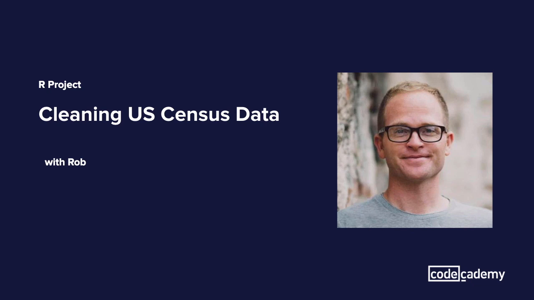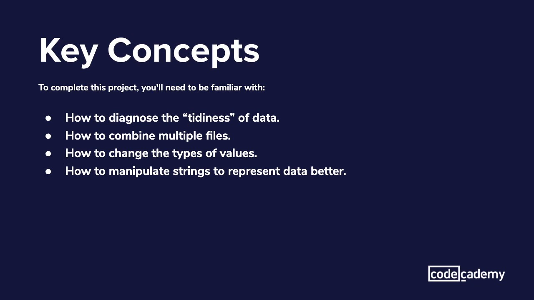In this video, we're going to walk through the R project, Cleaning US Census Data. So far, we have looked at a number of different methods we may use to get data into the format we want for analysis. To complete this project, you'll need to be familiar with how to diagnose the tidiness of data, how to combine multiple files, how to change the types of values, and how to manipulate strings to represent data better. You can use these methods to transform your datasets to be clean and easy to work with.